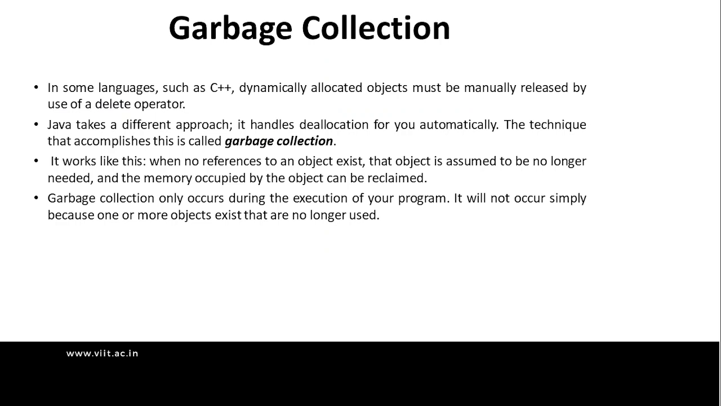Garbage collection: in some languages such as C++, dynamically allocated objects must be manually released by the use of the delete operator. Java takes a different approach. It handles deallocation for you automatically. The technique that accomplishes this is called garbage collection. It works like this: when no references to an object exist, that object is assumed to be no longer needed and the memory occupied by the object can be reclaimed. Garbage collection only occurs during the execution of your program. It will not occur simply because one or more objects exist that are no longer used.